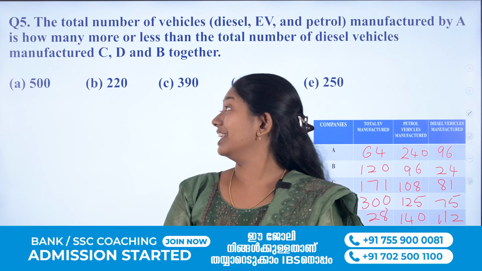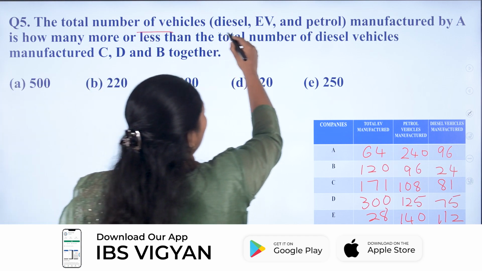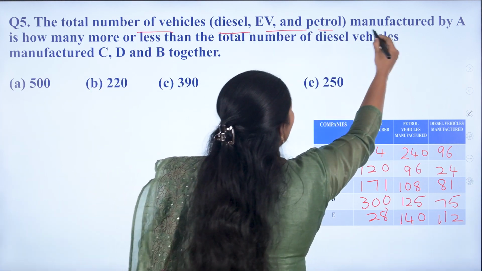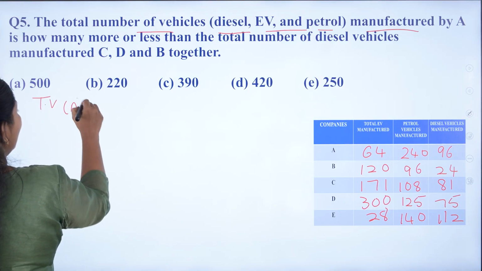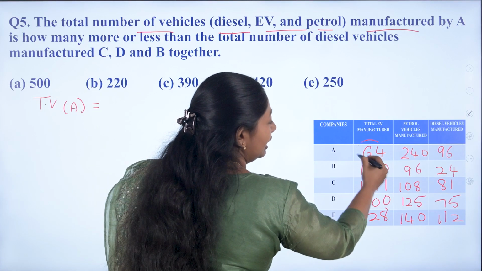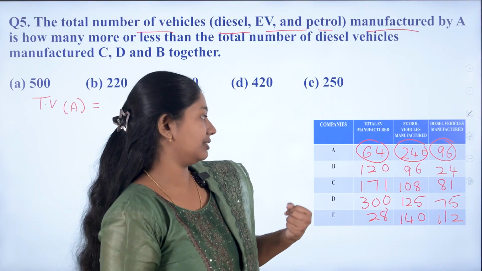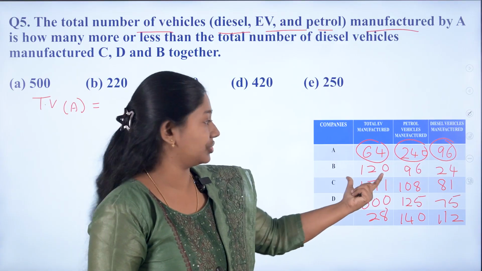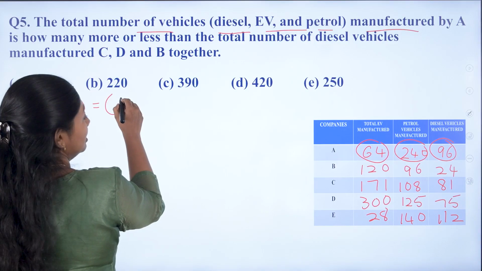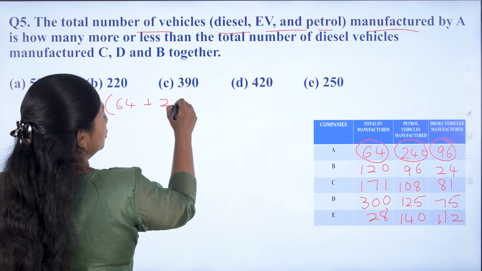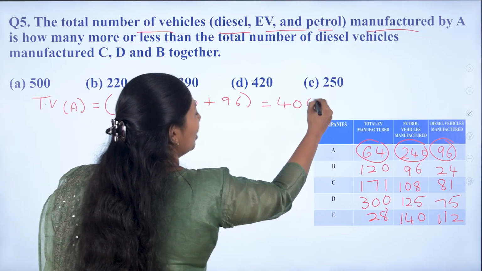533. So, the next one, the total number of vehicles, that is all the 3, EV, petrol and diesel, manufactured by A. So, total vehicles manufactured by A is nothing but you have to add EV, petrol and diesel. So, 96 plus 64, how much are you getting? 160. 240 plus 160 means 400. So, 64 plus 240 plus 96 is nothing but 400 vehicles.